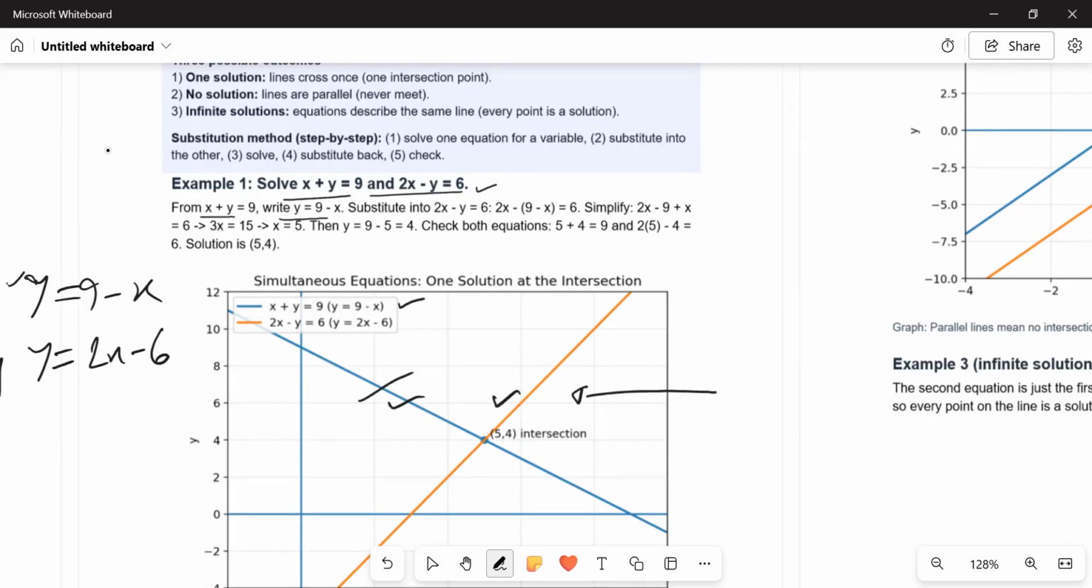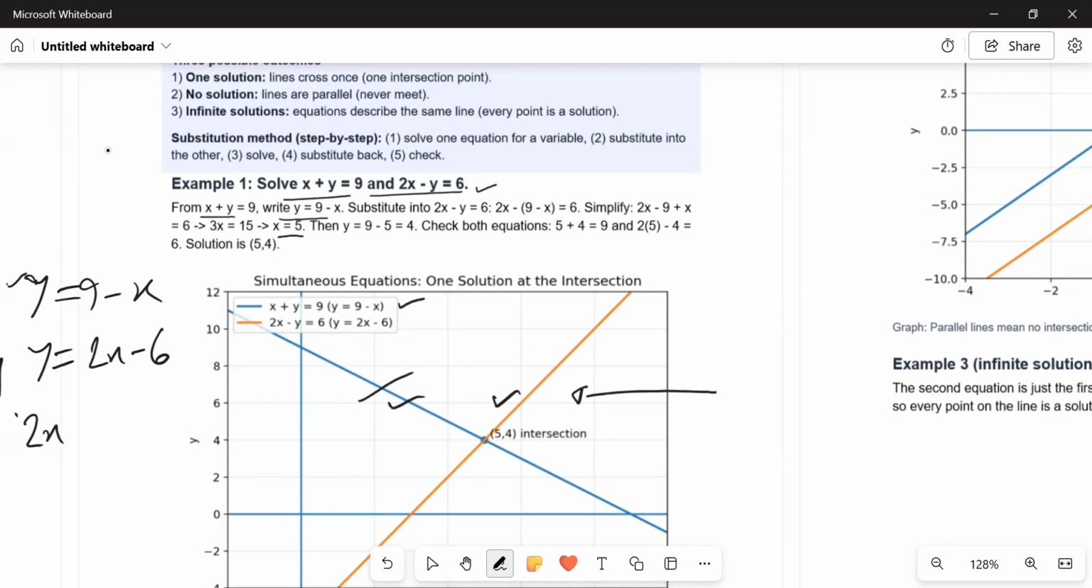Now I am just going to replace the value. Let us consider this. I'm going to put the value of y here, and if we start simplifying, we will get the value of x, which is 5. We will do the same thing and get the value of y.